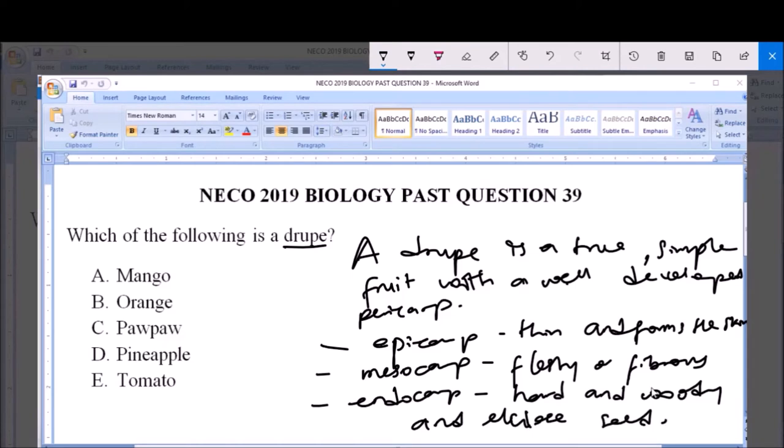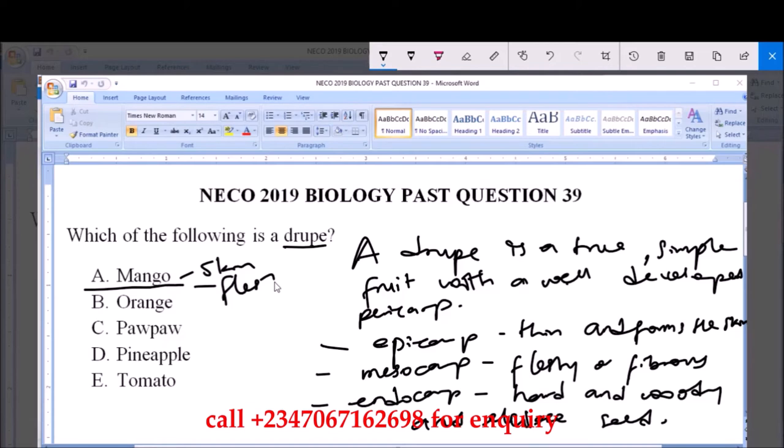Now, from this description of a drupe, you agree with me that mango here is a drupe, because if you look at the characteristics of a drupe, its epicarp is thin and forms the skin. So also the mango, the epicarp of mango forms the skin and is also thin. Now the mesocarp is fleshy or fibrous. The mesocarp of mango is actually what? Fleshy. And then the endocarp is hard and woody and encloses the seed, and that is correct for mango. Very correct. So a mango is a drupe.